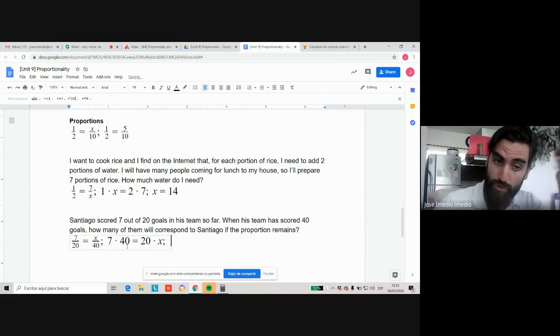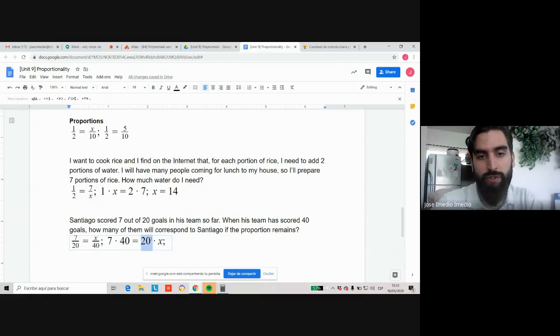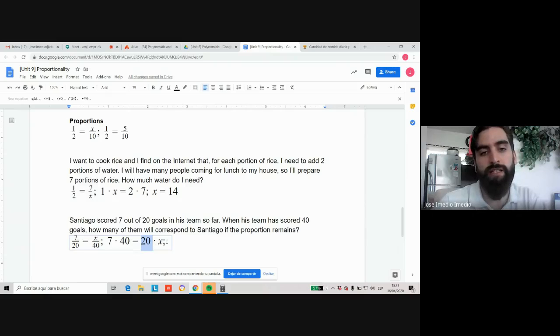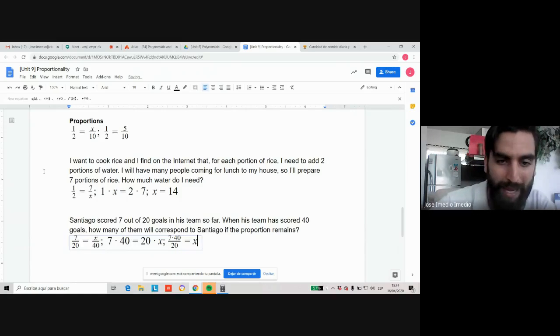Okay, so here I know that if I want to isolate this variable, I need to get rid of this 20. How can I get rid of that 20? Taking it down here, it's going to be multiplying on the other side. Okay, so now I'm going to write all of this as a fraction. This is going to be 7 times 40 divided by 20, and all of this is going to be equal to x.